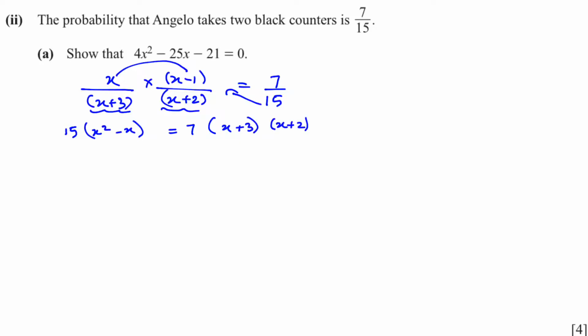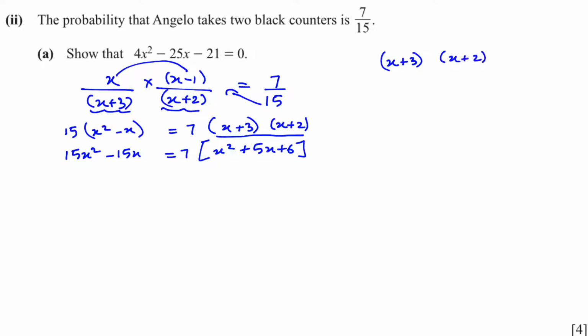Now we have to expand this bracket. 15x squared minus 15x is equal to 7. First expand inside these brackets and then multiply by 7. So when you do that, you will get x squared plus 5x plus 6. You can expand the bracket like this: x multiplied by x, x squared, x multiplied by 2, 2x, 3 multiplied by x, 3x, and 3 multiplied by 2, 6. So x squared plus 5x plus 6.